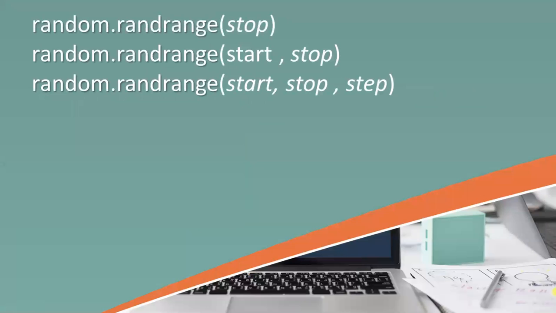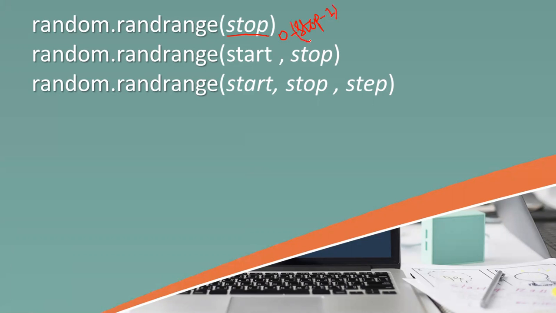The next function is the randrange function. There are 3 variations of randrange. First, it may take one input, that is the stop. It means that will be the upper limit. Stop means the upper limit. So it may generate any number from 0 to stop minus 1, and the number will be an integer.